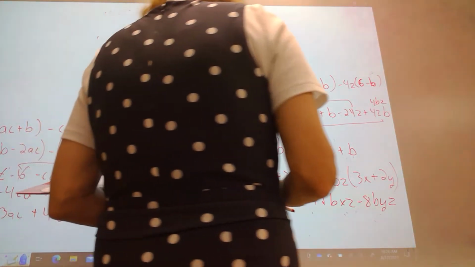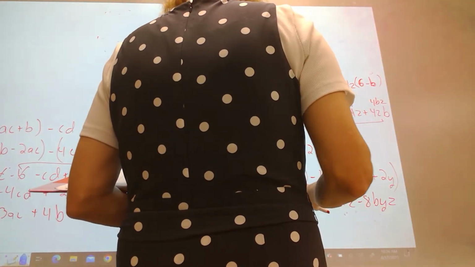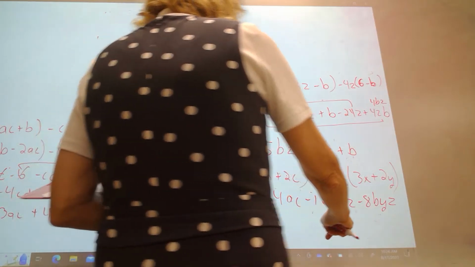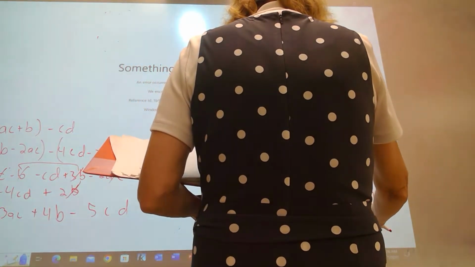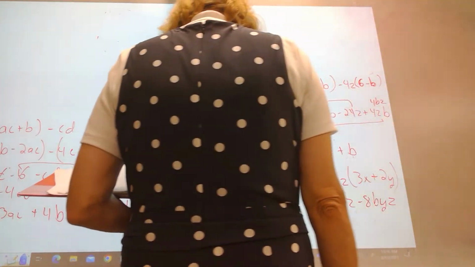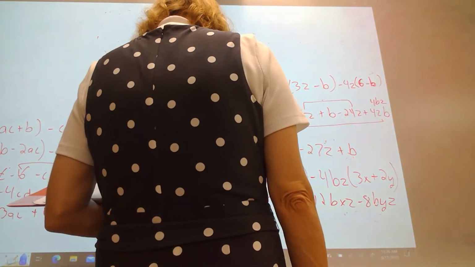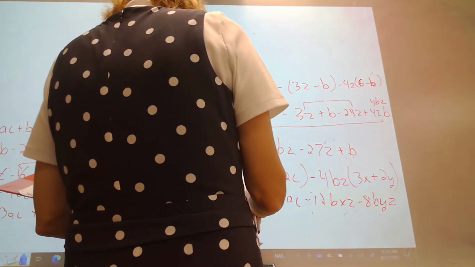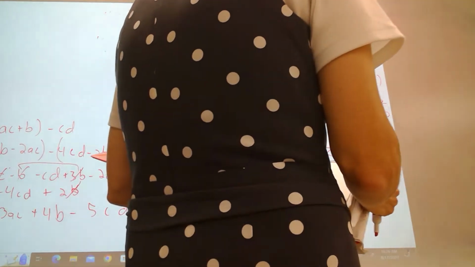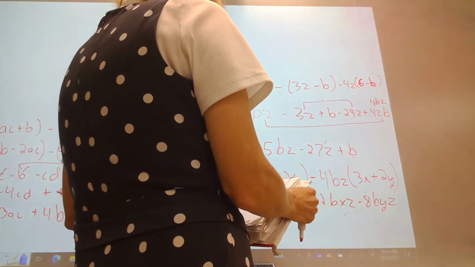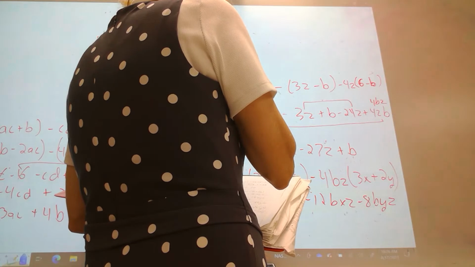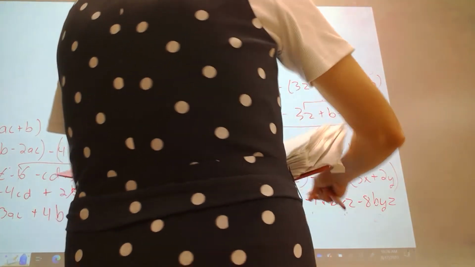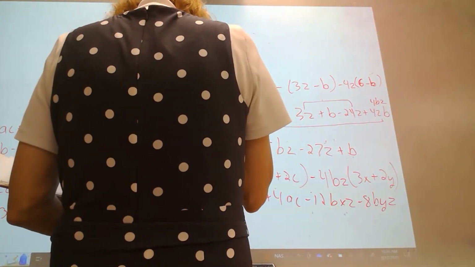Okay, now can we combine anything here? We have ab, ac, bxz, and byz. Can we combine these? Okay, good. All right. Now, let's do it. I think we can at least get going on another one.